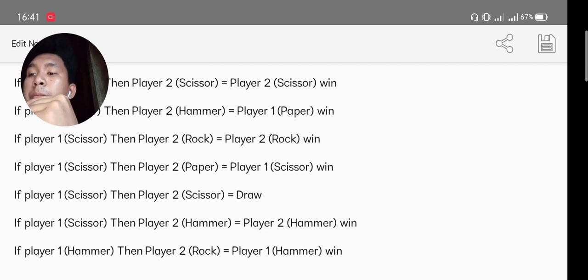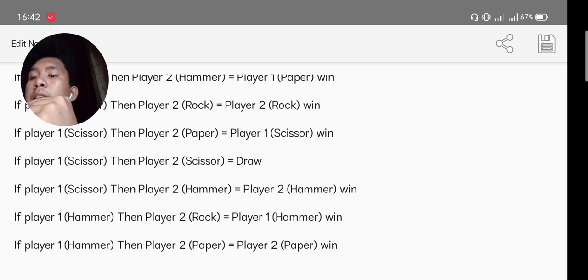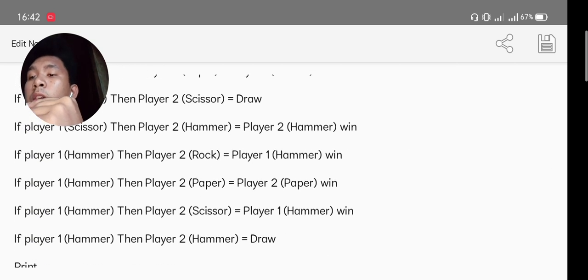If player 1 is scissor and player 2 is scissor, it is considered a draw. If player 1 is scissor and player 2 is hammer, player 2 hammer will win. If player 1 is hammer and player 2 is rock, player 1 hammer will win. If player 1 is hammer and player 2 is paper, player 2 paper will win.